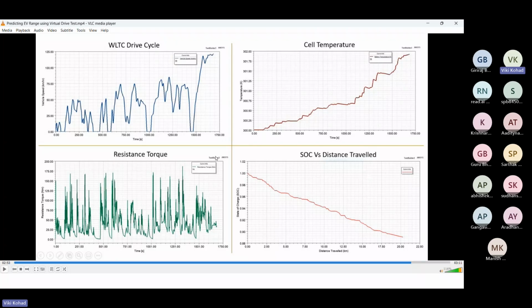Now you can see this is the drive cycle data as well as the distance traveled. By using this they calculate the distance, like here 20 kilometers, and the SOC is also there. You can see how the state of charge behaves, and the cell temperature. They also track the cell temperature and the drive cycles, and the torque is also there, the resistance torque.